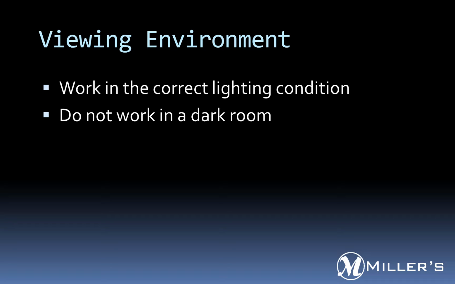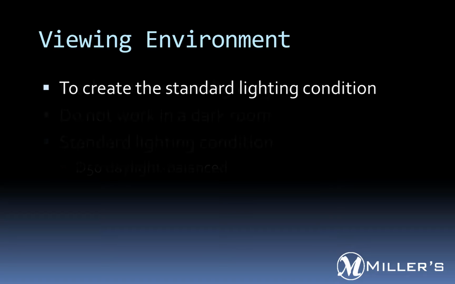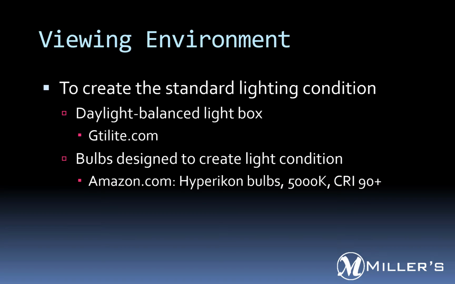The standard for viewing our photographs is the D50 daylight balanced lighting condition. There are several options we can choose to create the standard lighting condition in our work area. First, we can use a daylight balanced light box, such as a GTI or other brand of light box. A second option is to use light bulbs capable of creating a daylight balanced lighting condition. However, be aware not all bulbs can accurately create our goal of the standard lighting condition. Instead, we should use only light bulbs specifically designed for this purpose.